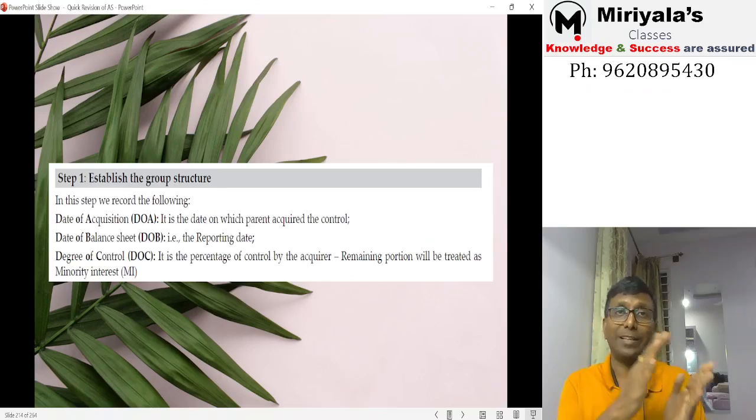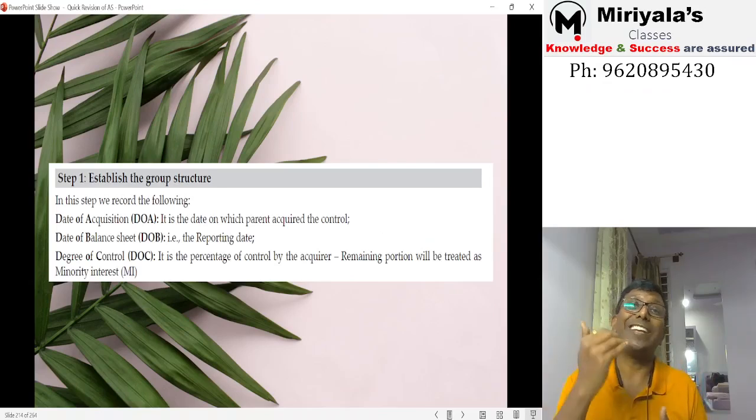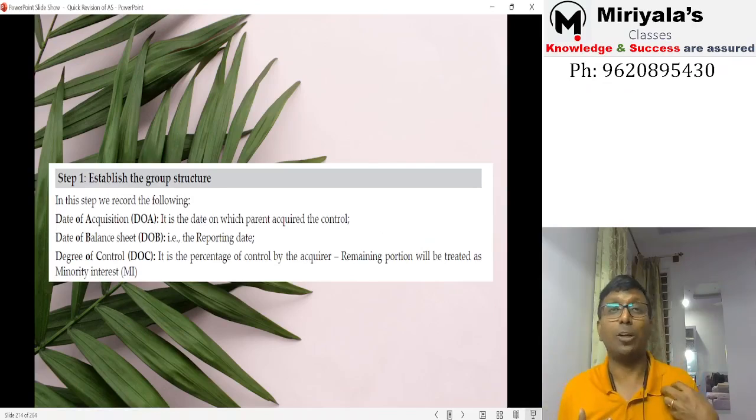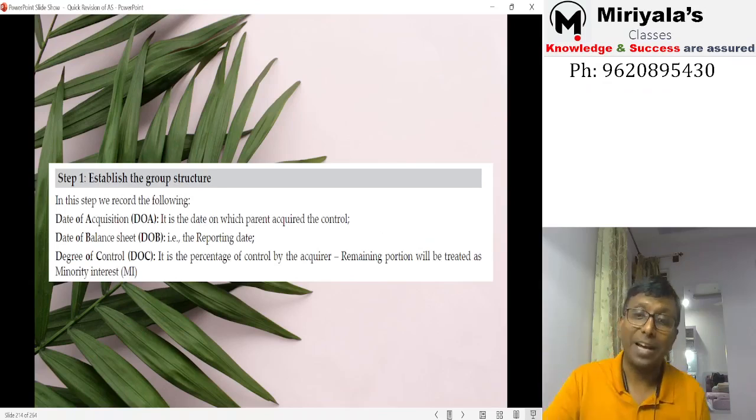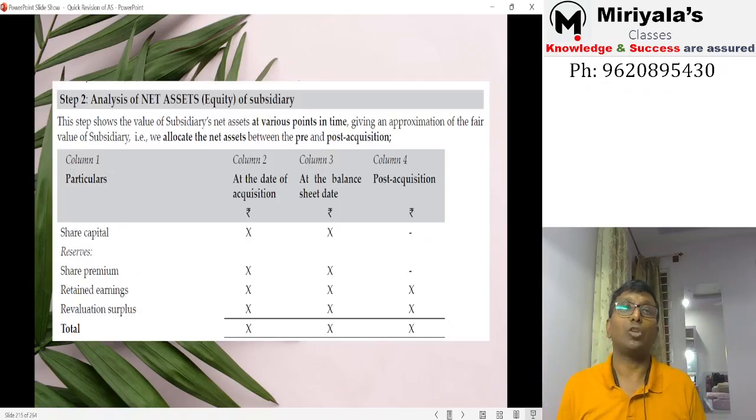Is it happening at the end of the year or in the middle of the year? How many months before, how many months later? This is all the information required. DOB stands for date of balance sheet. DOC stands for degree of control. Here generally I ask the students to write how much percentage is held by the parent company, then automatically the remaining percentage is held by the minority people. So minority interest also will be identified.